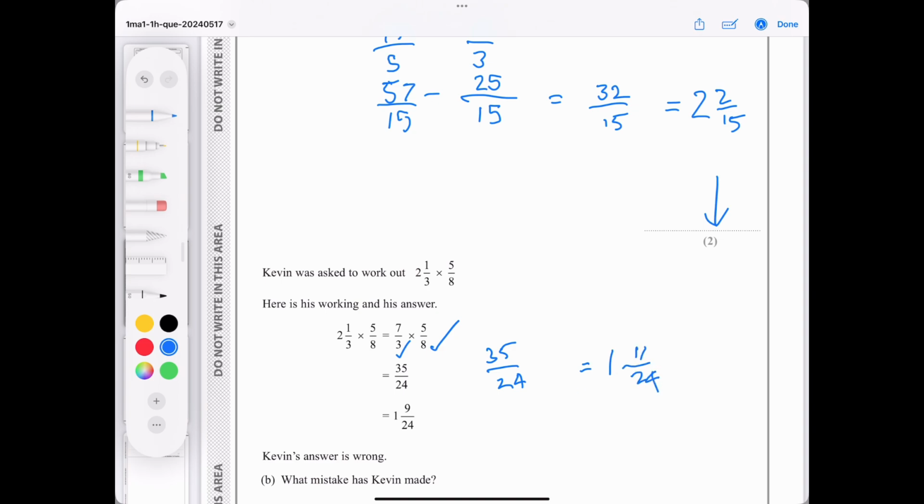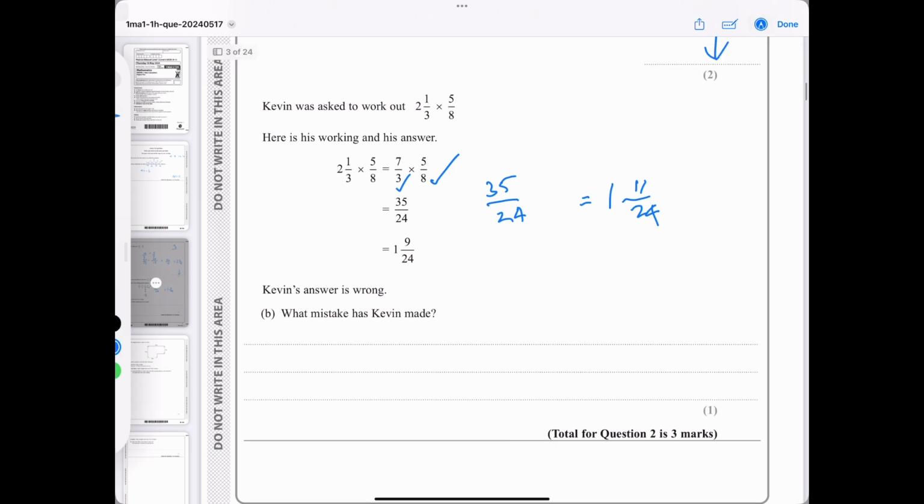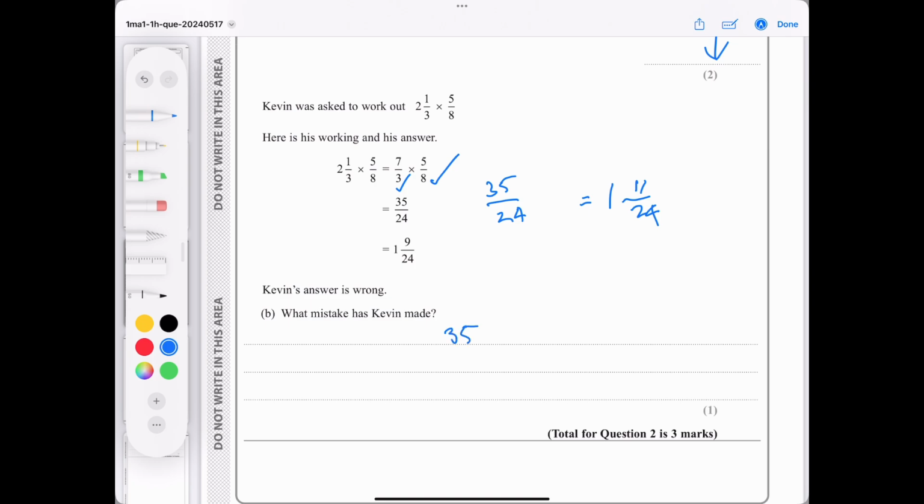So if you have to do that sort of thing, go through and say, what mistake has he made? 35 minus 24 equals 11 and not 9.